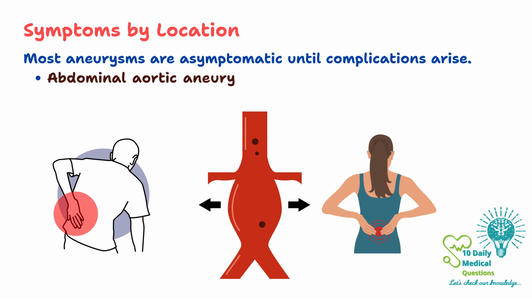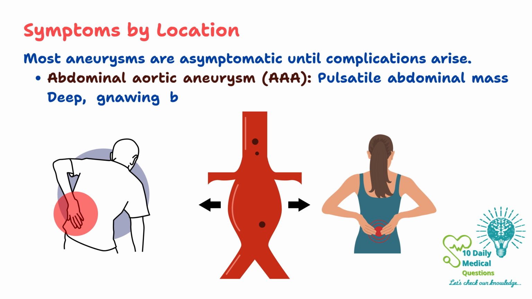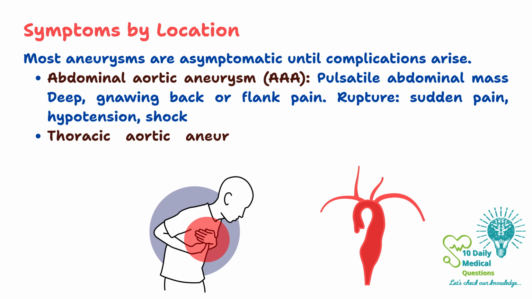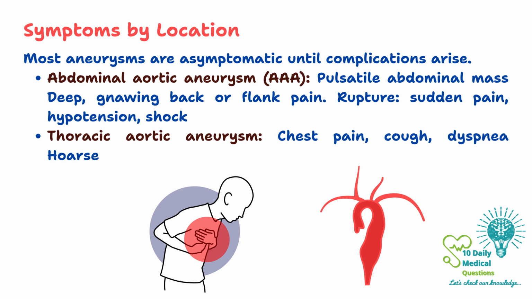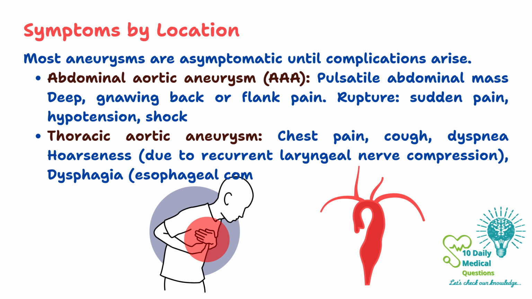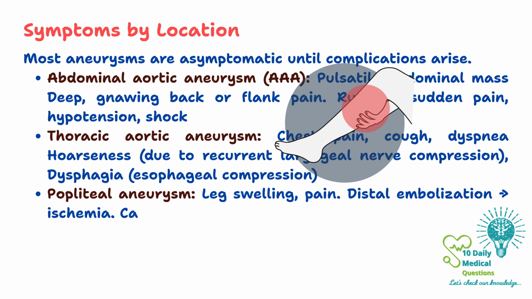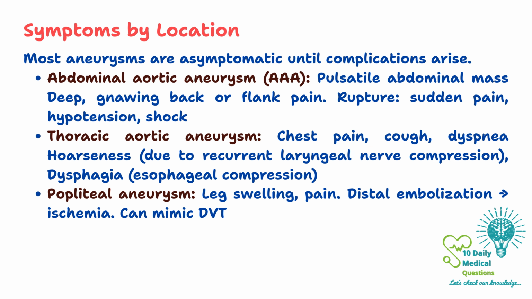Abdominal aortic aneurysm may cause a pulsatile abdominal mass, dull back or flank pain, or symptoms of rupture like sudden severe pain, hypotension, and shock. Thoracic aneurysms can cause chest pain, cough, hoarseness, or difficulty swallowing due to compression of nearby structures. Popliteal aneurysms may cause leg pain, distal embolization, or mimic deep vein thrombosis.